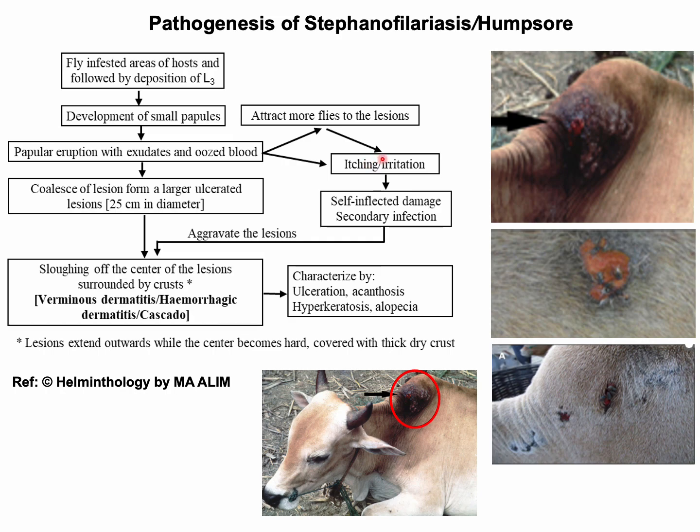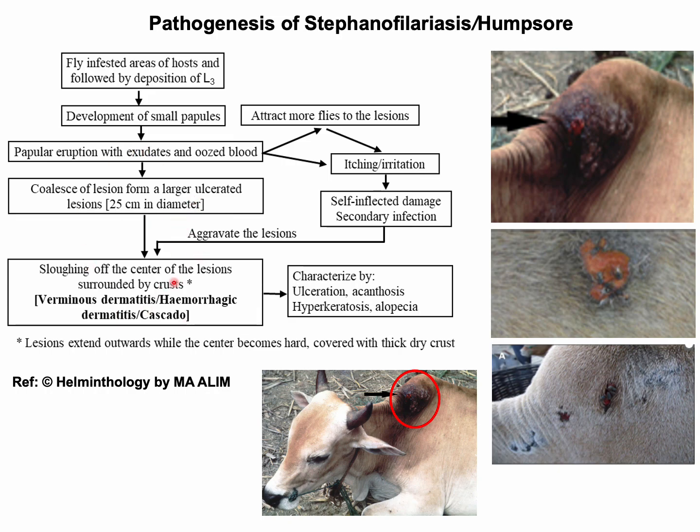As the lesion is itchy in nature, there will be self-inflicted damage followed by secondary bacterial infection. As a result, the lesion will be further aggravated. These smaller lesions will merge together to form larger ulcerated lesions. It could be even up to 25 centimeters.